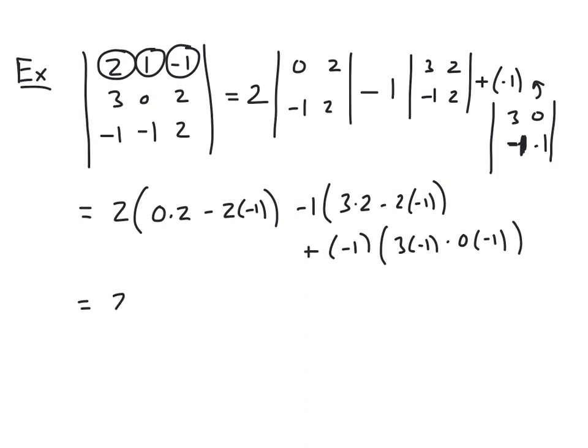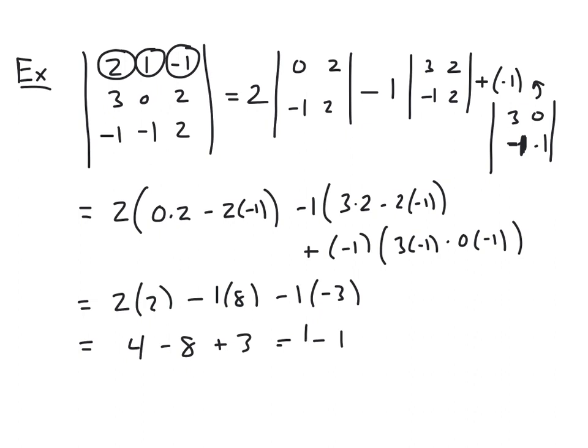So this looks like 2 times 2. Right? That's going to be 0 plus 2 in parentheses, minus 1 times the 6 plus 2. That would be 8. So 1 times 8. And then I'm going to go ahead and write this one as -1 instead of plus -1. And that'll be -3. So we get 4 minus 8 plus 3, right, which is -1. So the determinant of this matrix is -1.